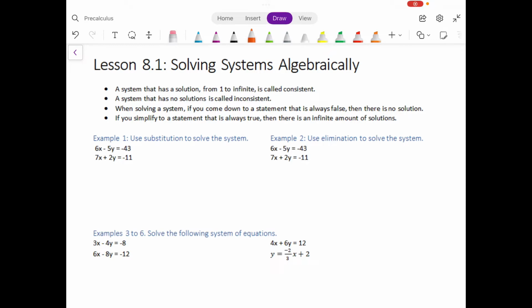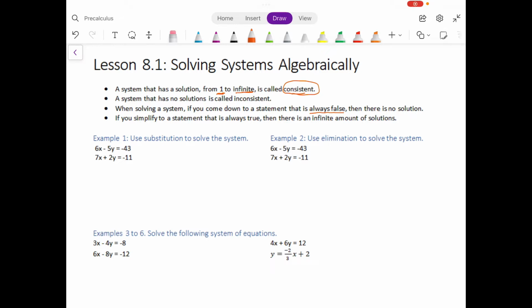If it has a solution, whether it's from one solution to infinite solutions, it is called consistent. So if it has any type of solution, it's called consistent. If it has no solutions, it's called inconsistent. If, when solving, you come to a statement that's always false, like 0 equals 9 or -3 equals -10, there's no solution to that. And if you simplify a statement and it's always true, it's an infinite amount of solutions, and it's actually the equations that you're given represent the same graph.